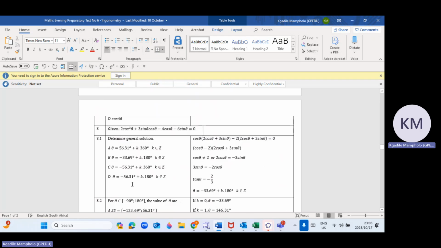So unlike the previous one, here you stop in this step, because we don't want a specific solution, we want a general solution. Then this will be your final answer.